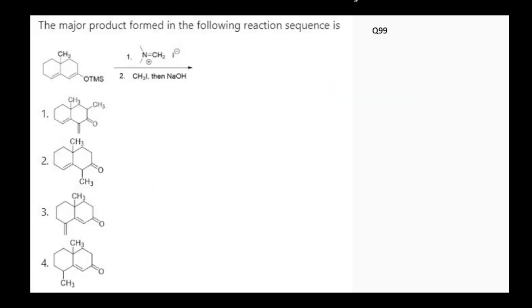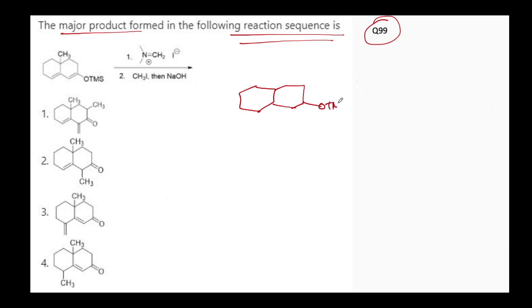Okay. Question number 99. Actually, I've just taken the question from the paper directly. Major product formed in the following reaction sequence. Another beautiful question, guys, and such good easy questions on selectivity, just selectivity.